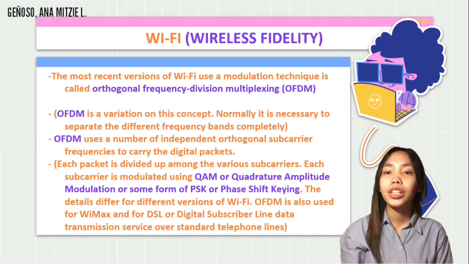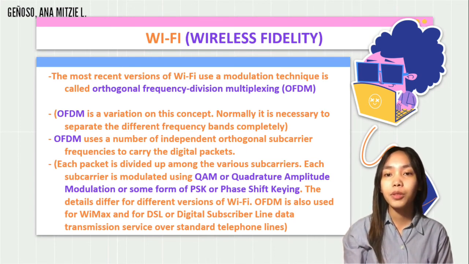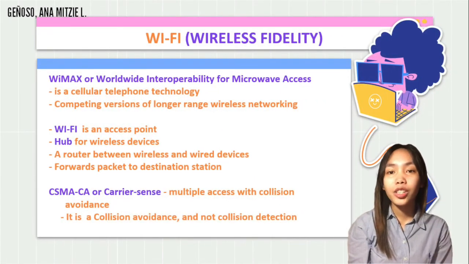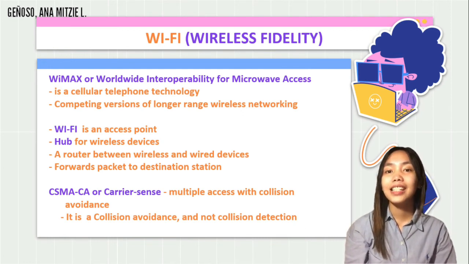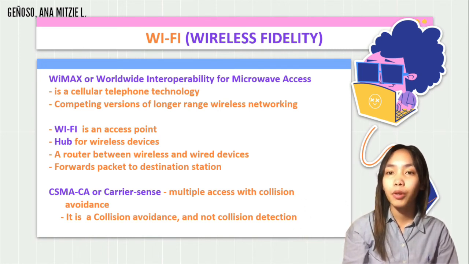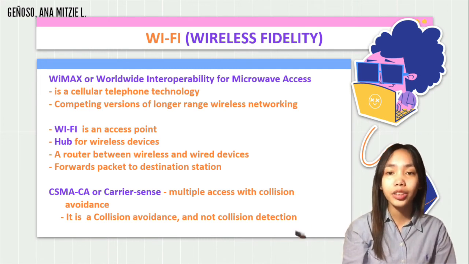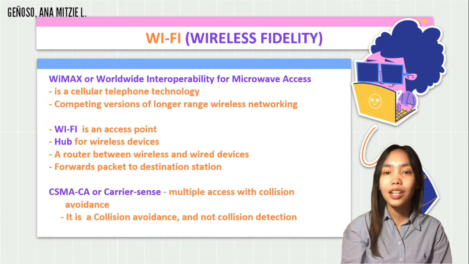The details differ for different versions of Wi-Fi, and OFDM is also used for WiMAX and for DSL, or digital subscriber line data transmission service over standard telephone lines. WiMAX, or Worldwide Interoperability for Microwave Access, is a cellular telephone technology. It is the competing version of longer range wireless networking. Meanwhile, Wi-Fi has an access point, which is a hub for wireless devices and a router between wireless and wired devices. It forwards packets to destination stations. We also have CSMA/CA, or Carrier Sense Multiple Access with Collision Avoidance. It is collision avoidance and not collision detection.